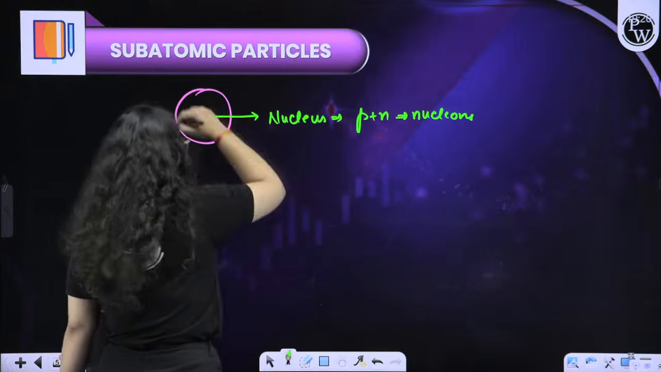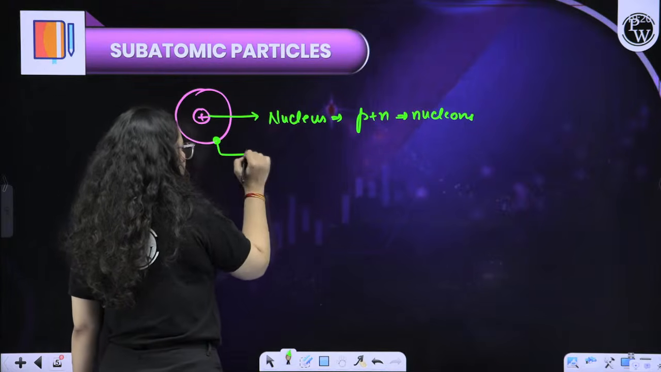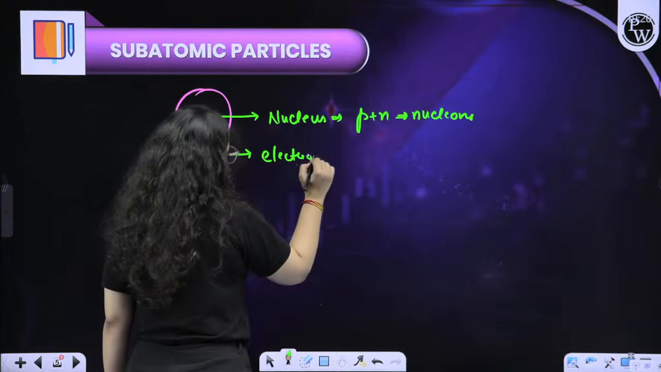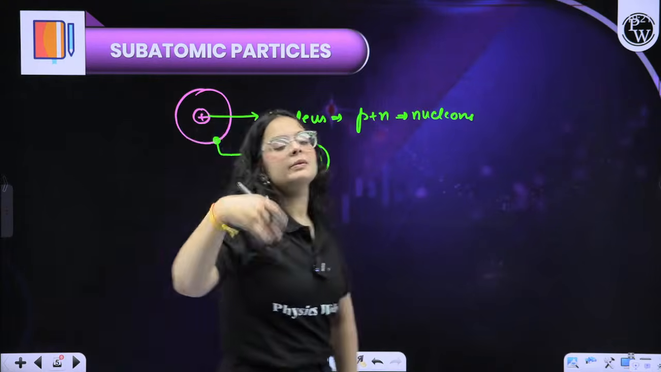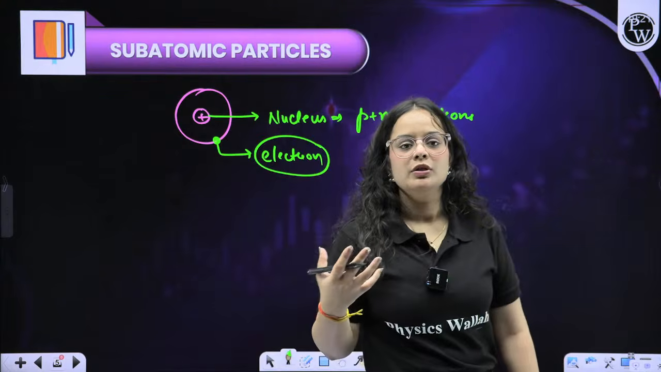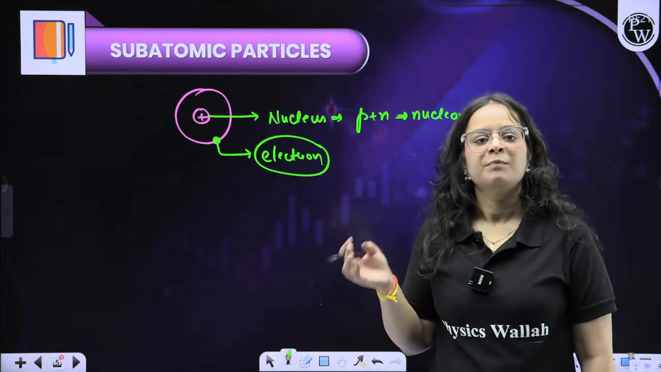Around this nucleus, there is an electron that is revolving around the nucleus, right? So this is another subatomic particle. There are more subatomic particles as well, right? Positron, neutrino, antineutrino, right?